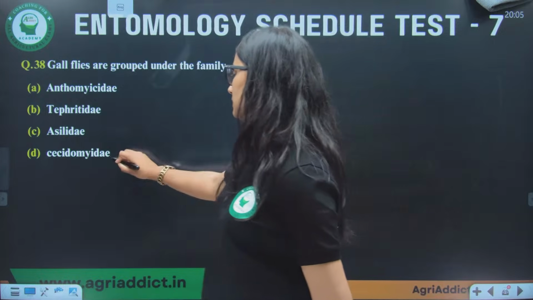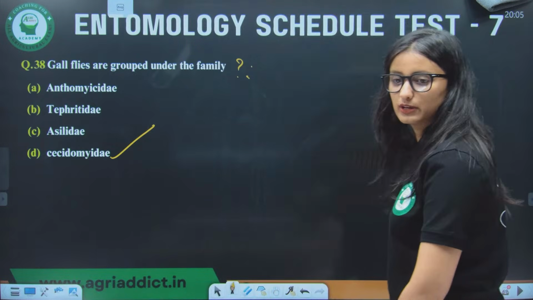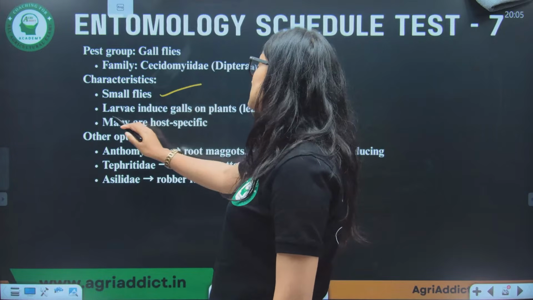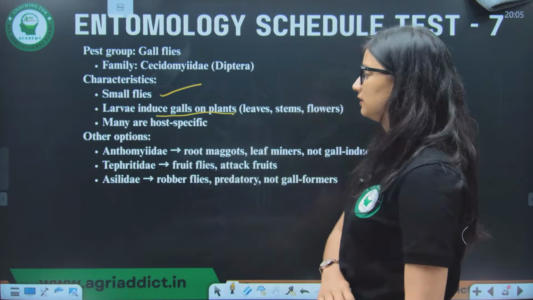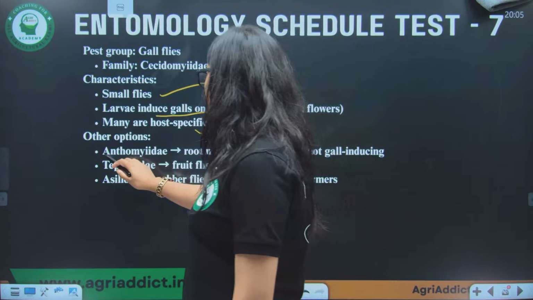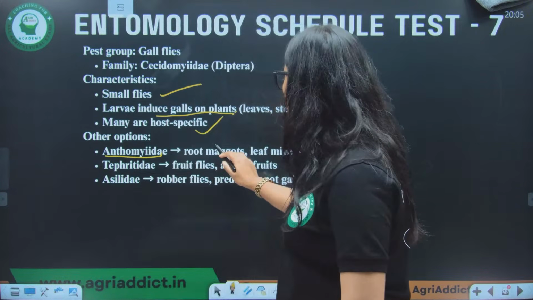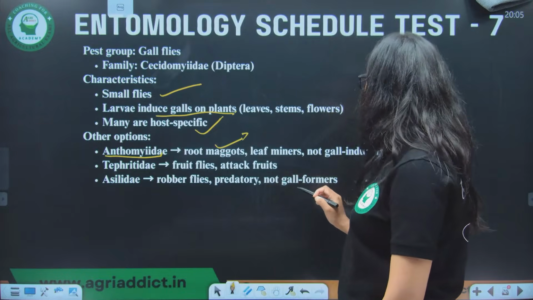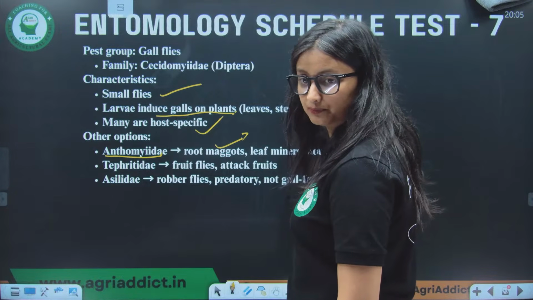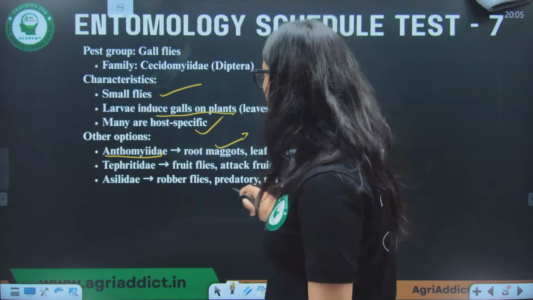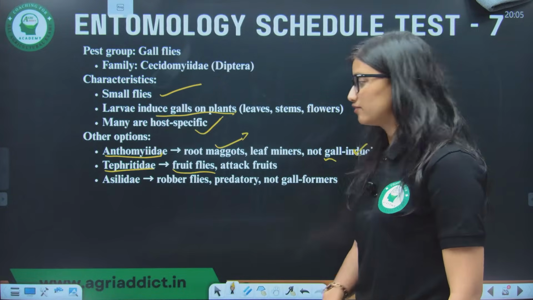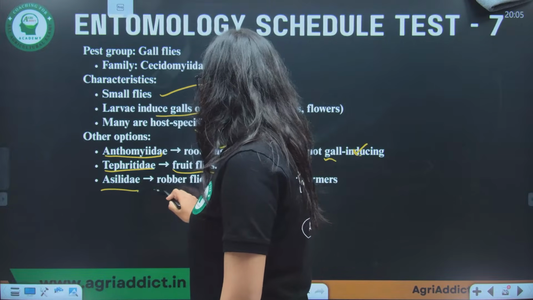Very good. Cecidomyiidae. Gall flies belong to the Cecidomyiidae family. These are small flies, larvae induce galls in the plant, and these are host specific. And what about Anthomyiidae? Root maggots, leaf miners, but they do not cause gall. Okay. What about Tephritidae? It includes fruit flies. And what about Asilidae? Robber flies.